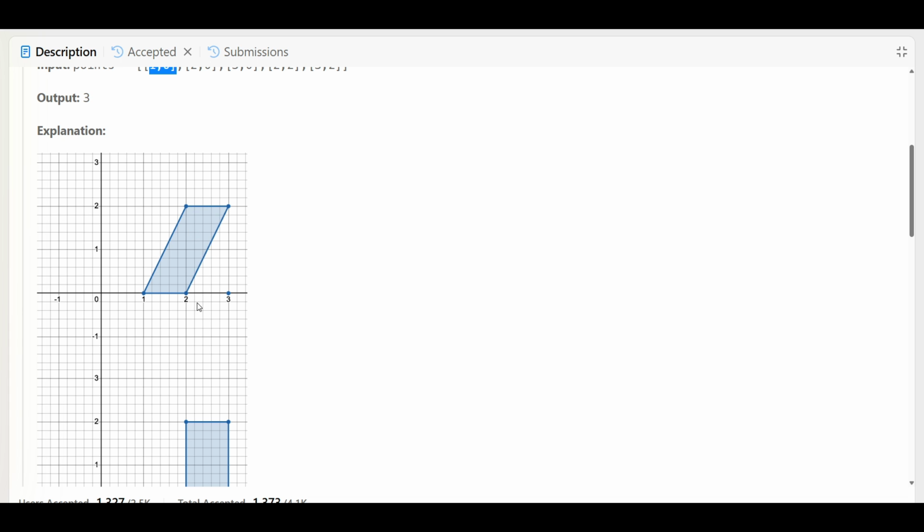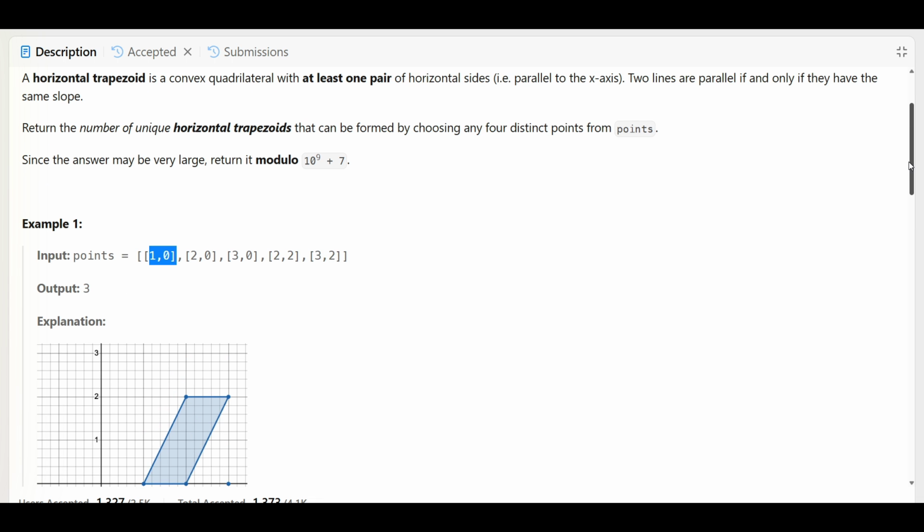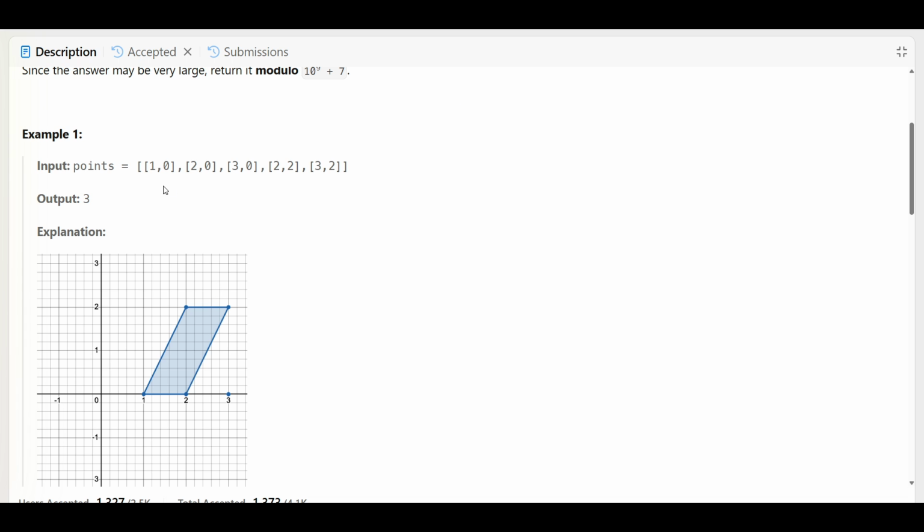Similarly we have another point, like let's suppose 0 2, right? Then at this point it meets here, 2 2, and what we have here is 2 3. Sorry, 3 0 we have given. So 1 0, 2 0, 3 0, 2 2 and 3 2 we have given. All these points we have given here.